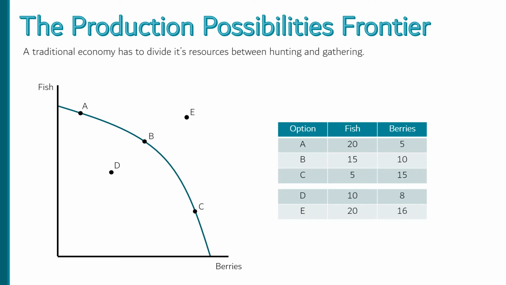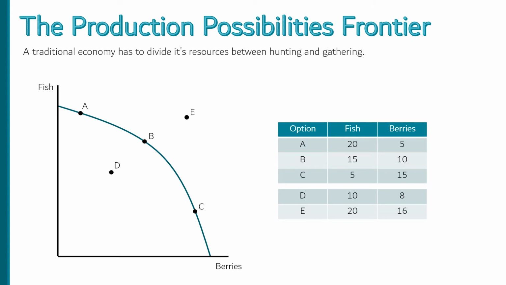And in option A, the tribe has all its hunters working on catching fish, but also most of its gatherers working on catching fish. If they move to option B, they will catch fewer fish, but they will collect a lot more berries, because the first people to shift from catching fish to collecting berries will be the gatherers, the people who are better at gathering berries compared to catching fish.